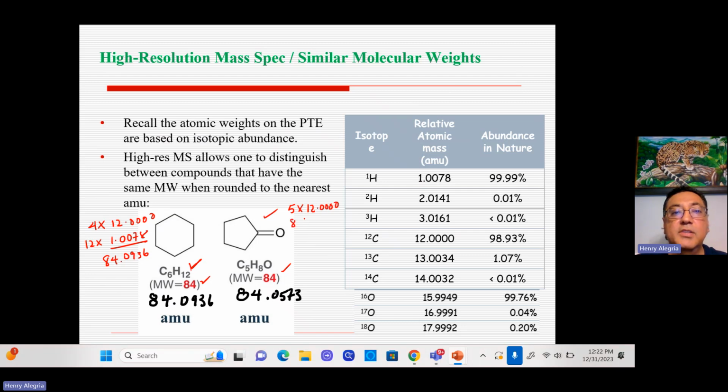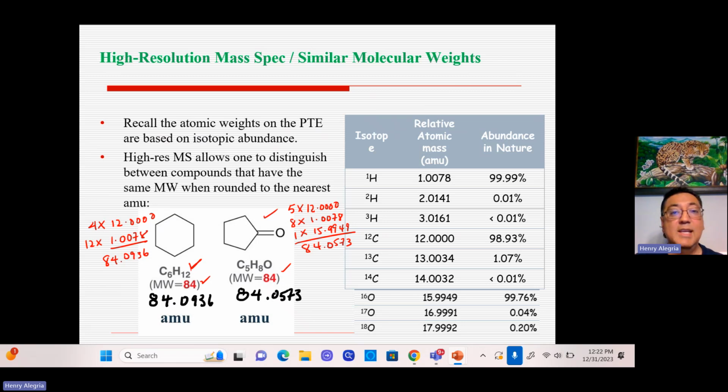I have 8 hydrogens, so that's 8 times 1.0078. And I have 1 oxygen, so that's 1 times 15.9949. I sum that up, and that comes up to 84.0573. So you notice, highly resolved, the masses are not identical.